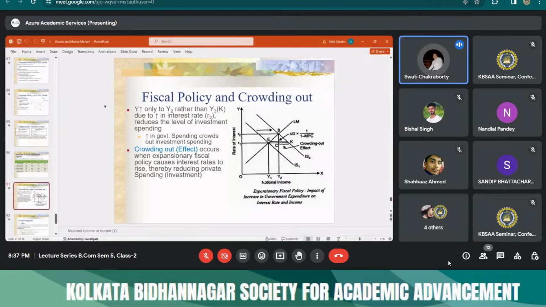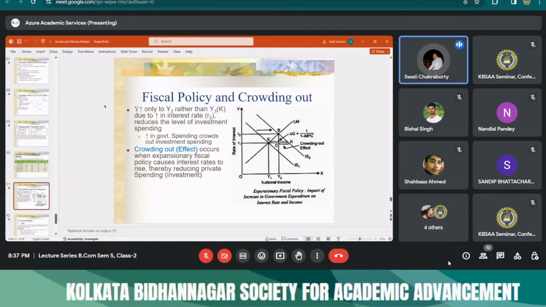So when government expenditure increases, what happens? At the same rate of interest, R1, the income would increase, and the equilibrium point would shift from point E to point K. That's the initial thing. The IS curve shifts to the right, IS1 becomes IS2, and there's no effect on the LM curve. So it's a huge amount of increase in income.